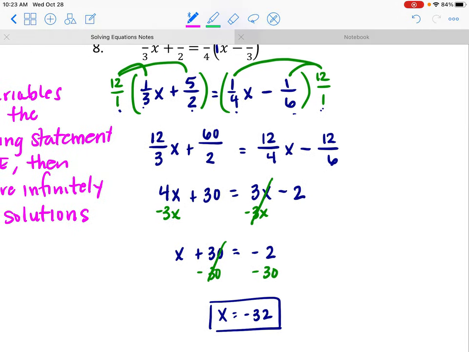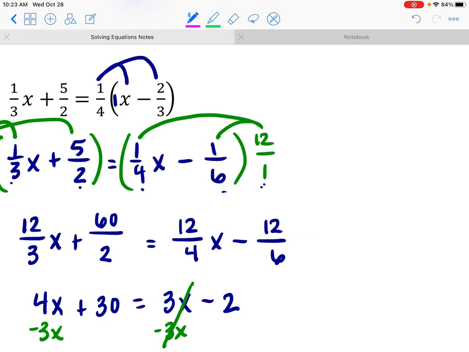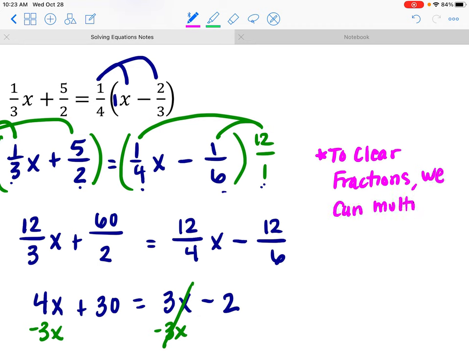So to clear fractions, I would still distribute first. That way we don't end up with two sets of parentheses. You see how I had to interject parentheses here? So I don't want to have to deal with two sets. So to clear fractions, we can multiply both sides by a common denominator. I used 12, but any number that they all go into, like 3, 2, 4, and 6, all divide into 24. If you wanted to use 24, that would be perfectly fine as well.